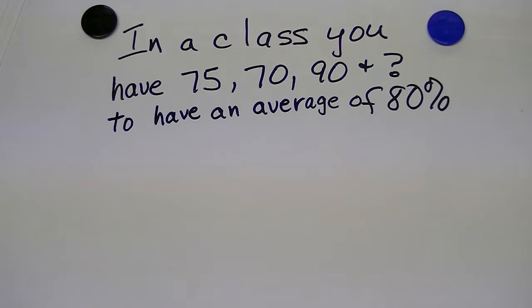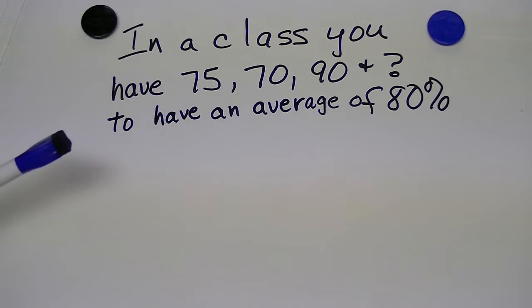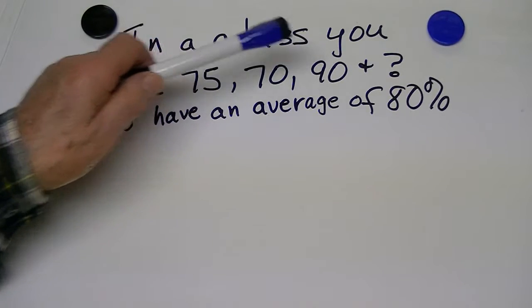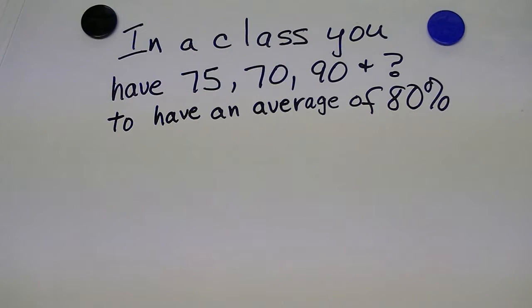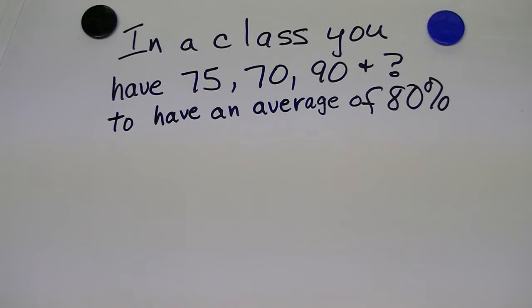One of the problems I like to give a quick review of is you're in a class and you have a 75 on one of your tests, a 70, and then you really do well, a 90. So you think, what would I need to get on my next test to end up with an 80% average?